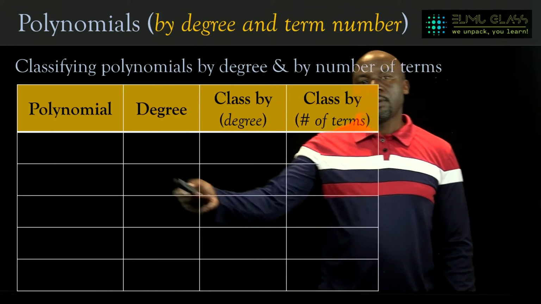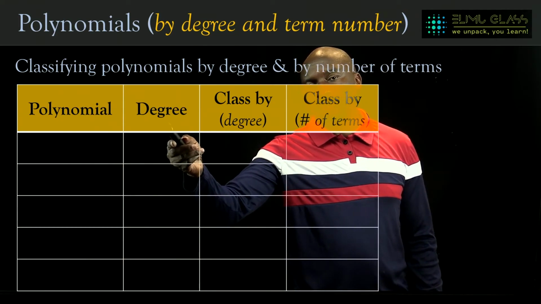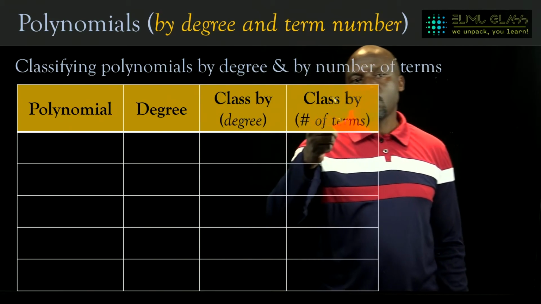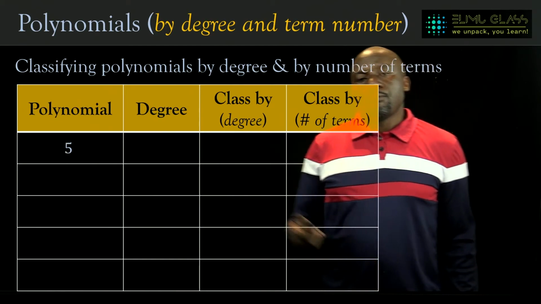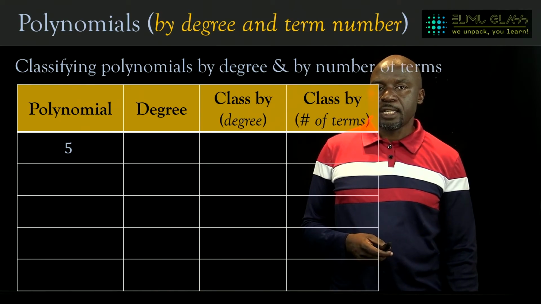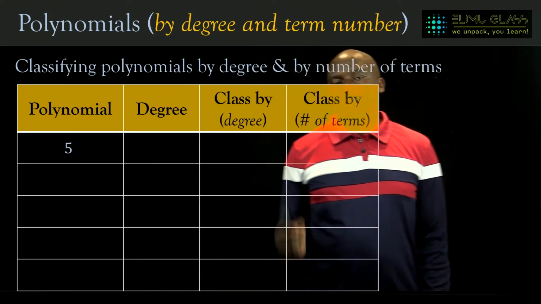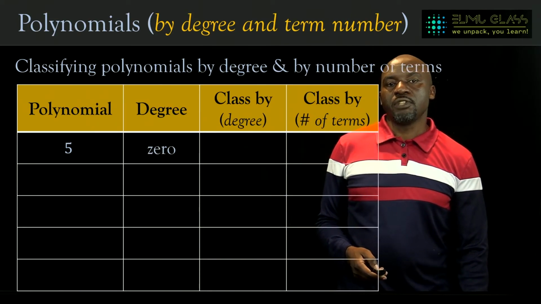Okay, so we will write a polynomial here, and we'll talk about what the degree is, and we will class them by their degree as well as class them by the number of terms they have. So 5 technically is not a polynomial by itself, because we need at least an x power 1. This is 5x power 0. It is just one term.